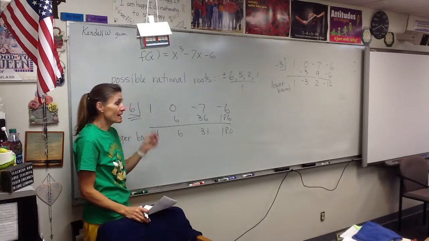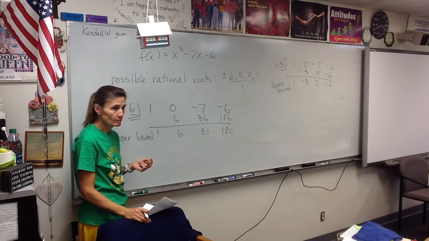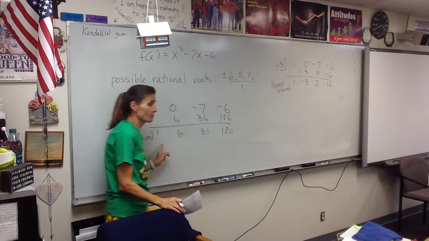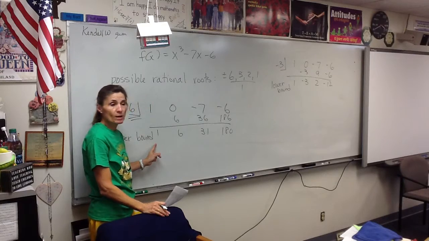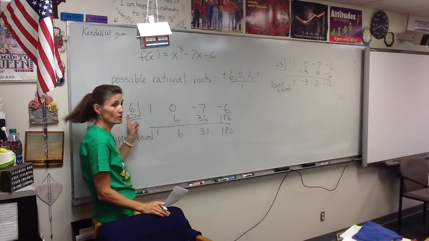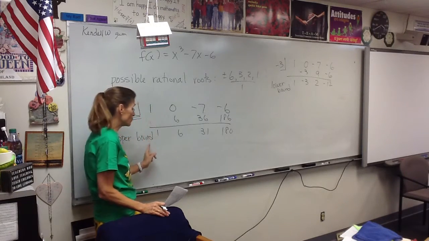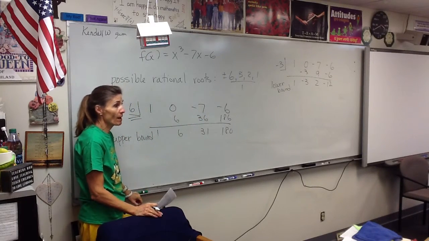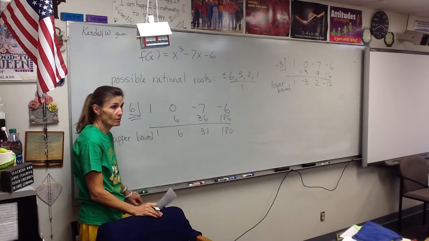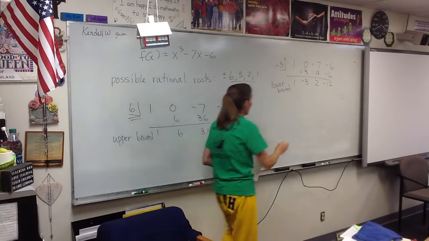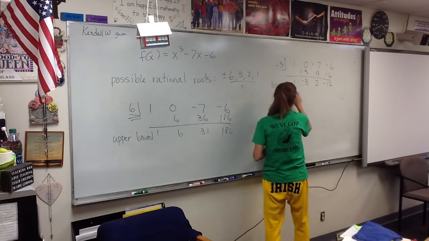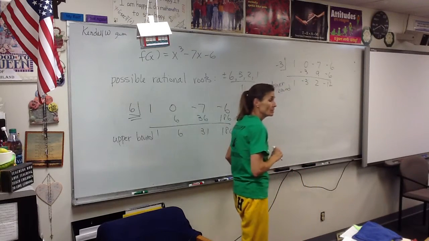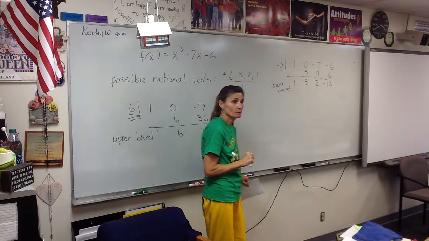So as you are guessing and dividing, if you get a string of all positive numbers, then do not pick any numbers higher than the one you guessed. Because if you have all positive numbers, that means you have found an upper bound. That means there are no answers higher than that. Likewise, as you're guessing and dividing, if you get alternating numbers, you have found a lower bound.